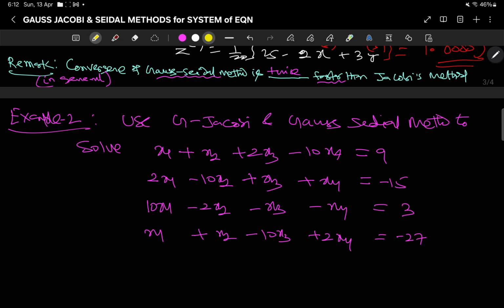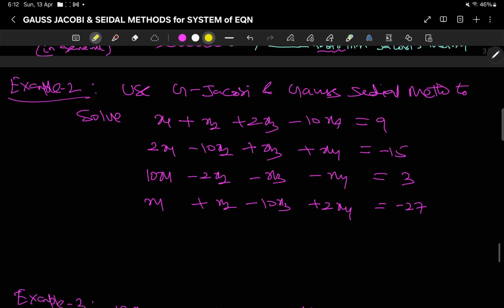Now coming to 2 more problems. Example 2, use Jacobi's and Seidel's method to solve this. Now you see here, we should have this place dominant, okay, but here it is minus 10. But in the 4th row we should have this. So just bring this to this step, and interchange these two, right?